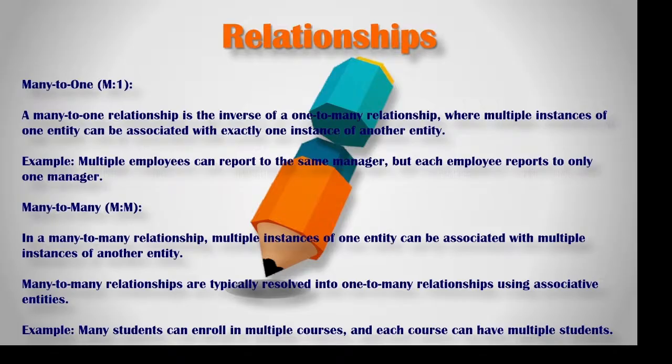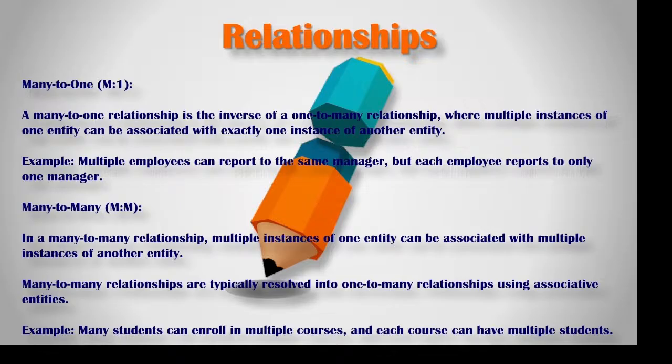Representation. Relationships are typically represented graphically using a diamond shape, connecting the related entities in an ER diagram. Cardinality indicators, such as 1 and M, are often used on the relationship to denote the number of instances involved in the relationship.